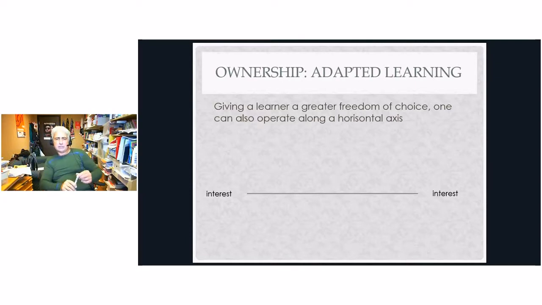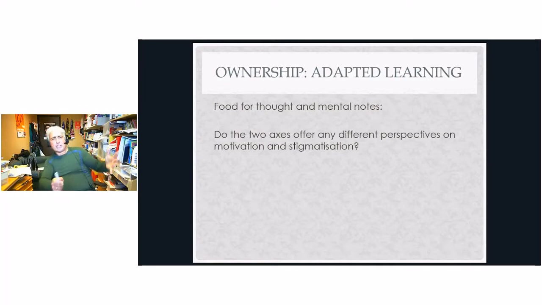You know, you will be placed somewhere along this interest axis, and you're not placed there on the foundation or basis of a faster, slower learner, but more of what type of interest do you have. So then the question is, how do these axes offer different perspectives on motivation and stigmatization? This is the question to be discussed in your core groups this coming week.